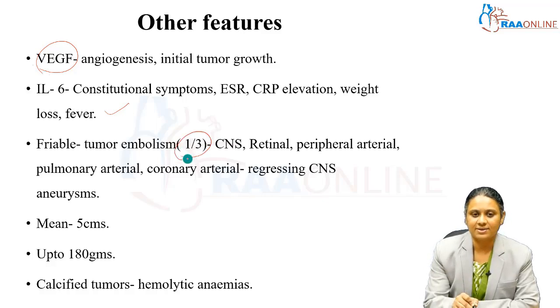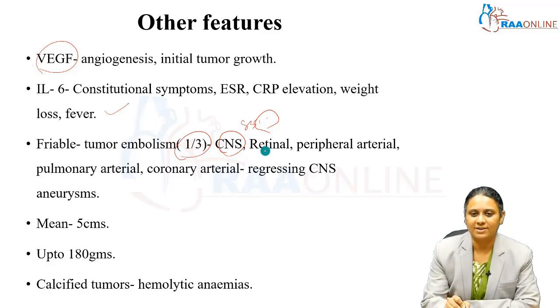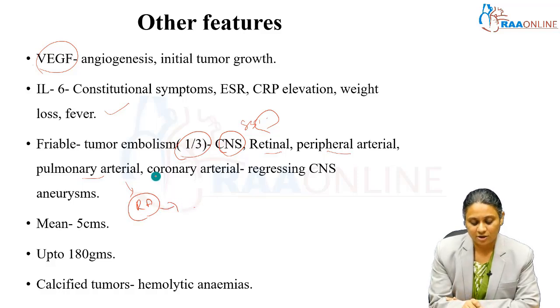Tumor embolization is a common presenting symptom in more than 1/3 of cases. Among them 85% have CNS embolization presenting as either stroke or TIA, or they can have multiple regressing berry aneurysms, the regression not spontaneously but after resection of the myxoma. Other embolic sites can be retinal, peripheral arterial, pulmonary arterial from the RA site, RA myxoma or paradoxical embolism, coronary artery also in case of LA myxoma.